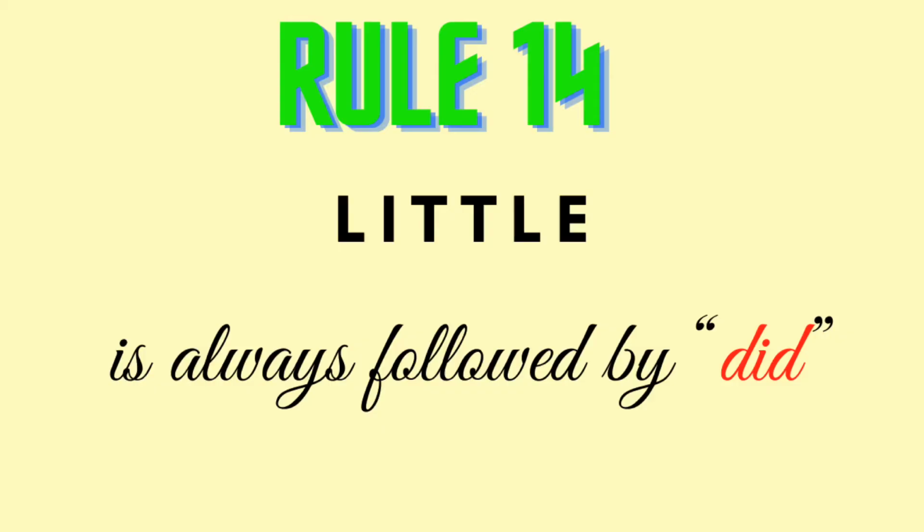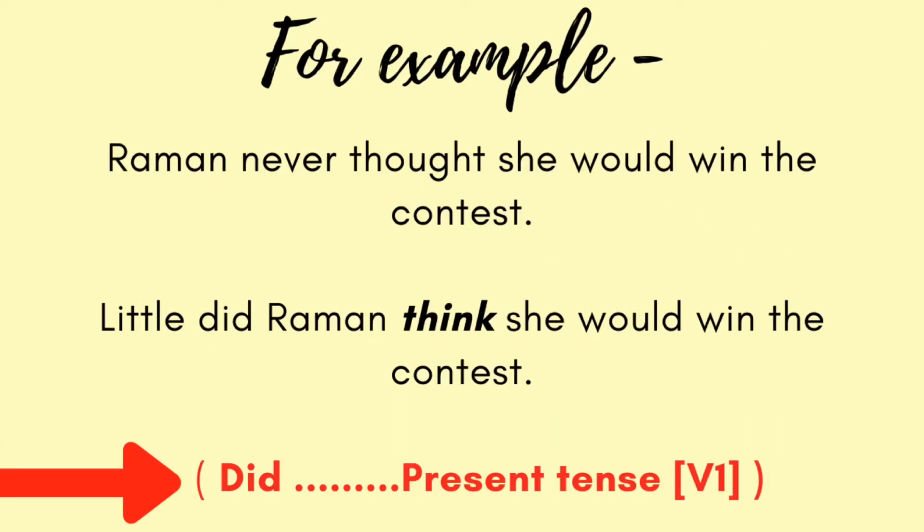Rule 14 is very important. Little is always followed by did. Let's see the example. Raman never thought she would win the contest. You will be asked to begin the sentence with little. Little did Raman think she would win the contest. Think is highlighted, you know the reason why. Because with did we use first form of the verb.